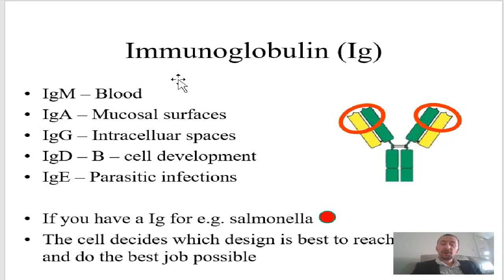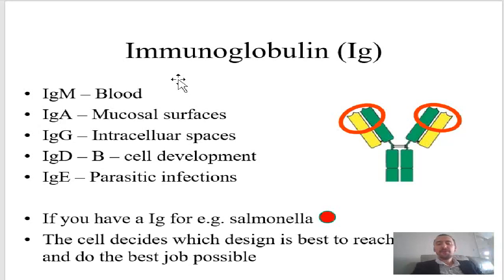IgD is an immunoglobulin subtype that you'll find associated with the B cell receptor, and it's a marker for immature or maturing B cells. Of course, then we have IgE, which is particularly good at responding against parasitic infections and is also associated with some of the allergic reactions, allergies.